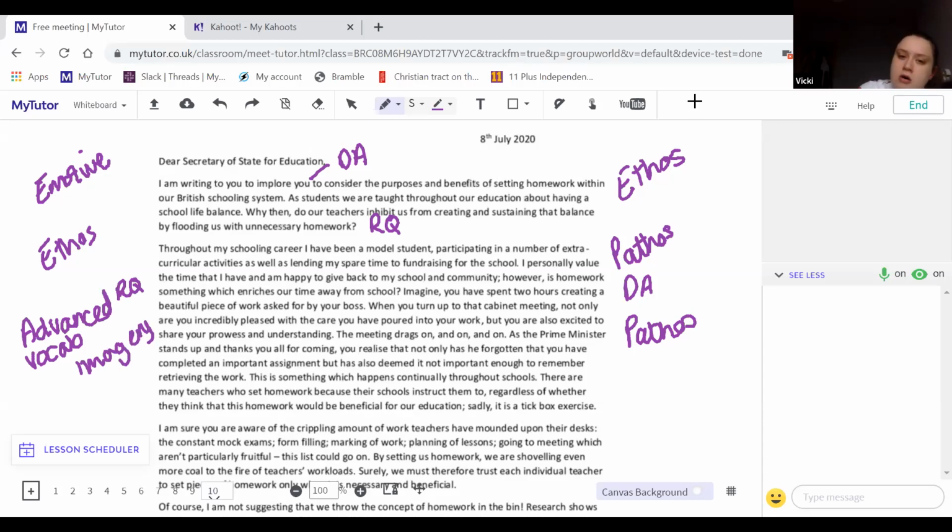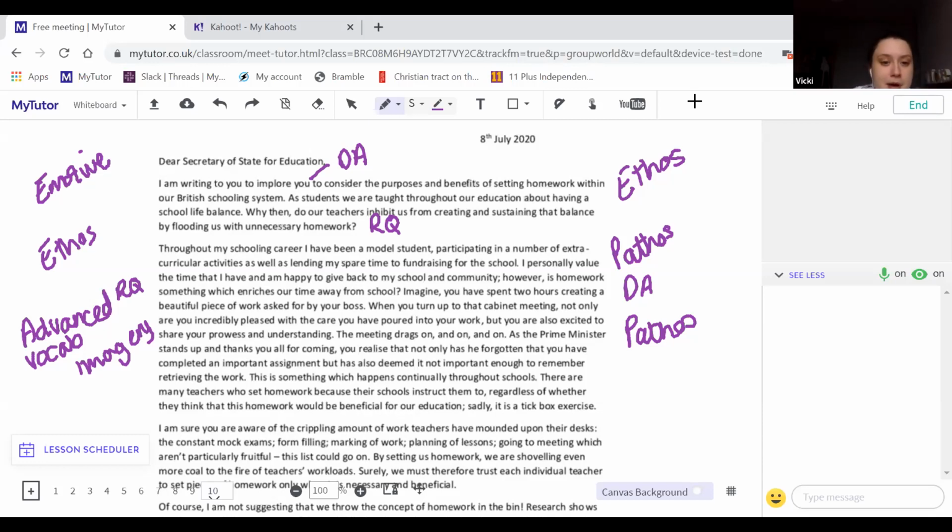"The meeting drags on and on and on." So there I've got a different type of sentence just to shift things up a little bit. "As the Prime Minister stands up and thanks you all for coming, you realise that not only has he forgotten that you have completed an important assignment, but has also deemed it not important enough to remember retrieving the work." So this is really vital because this is essentially a parallel for homework and teacher-student relationships, hence why it's so good at giving pathos and playing on emotions.